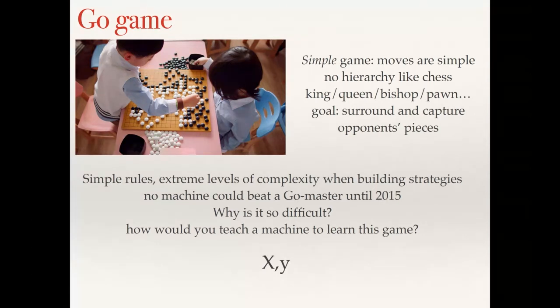First of all, can you tell me how you would teach a machine to learn this game? Let's say that we try to do this supervised. So we need to build a data set of Xs and Ys. Can anybody tell me what the X could be and what the Ys could be?